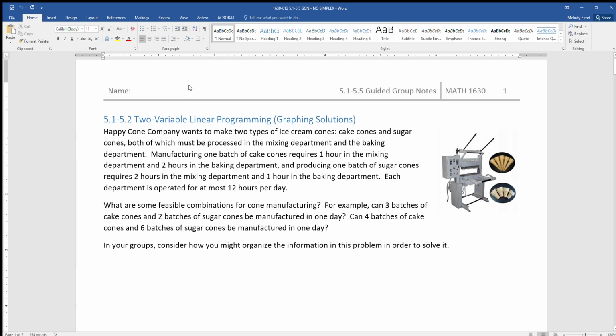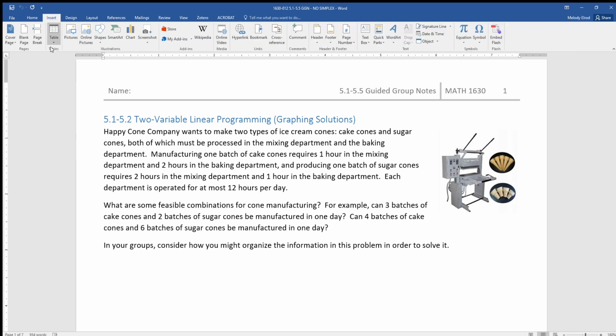There are some things that seem obvious, like I don't think we're going to get 10 batches of each, right? Because even 10 batches is going to be 20 hours in one of the 2 departments, which already exceeds the 12 hours that we're allowed. But there's some other kind of fine tuning that needs to happen here.